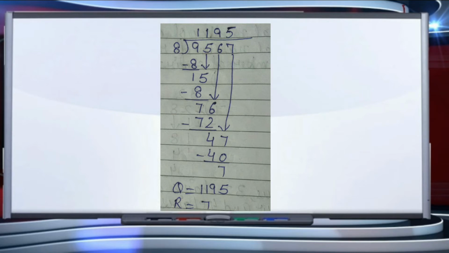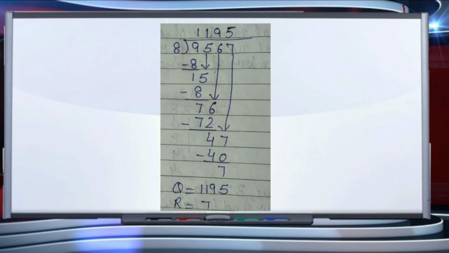And 8 ones are 8 again, and we will subtract 8 from 15. We got the answer 7. Now 7 is still less than 8. So we will take 6 down. That is, it will become 76. And 8 9s are 72. So when we subtract these two numbers, 76 minus 72, we get the remainder 4.